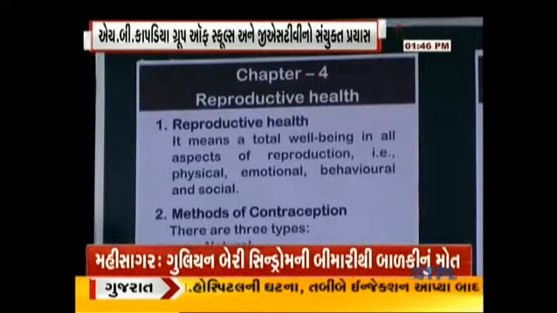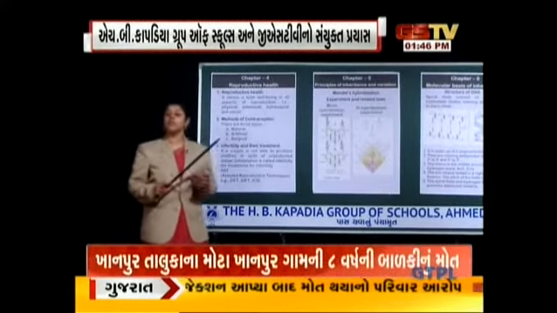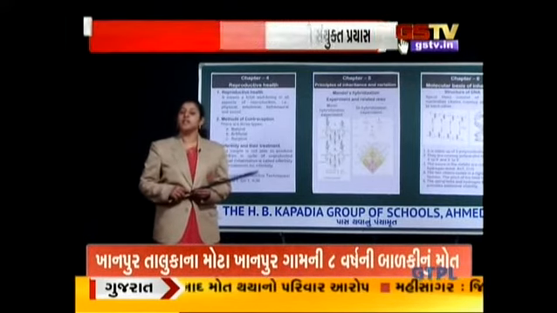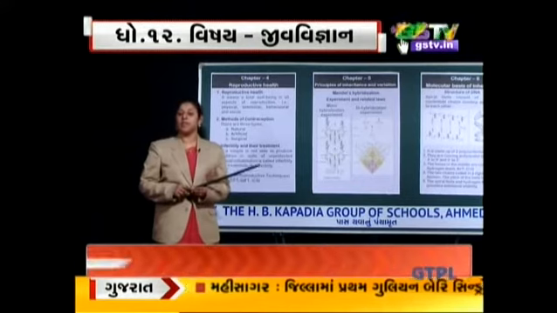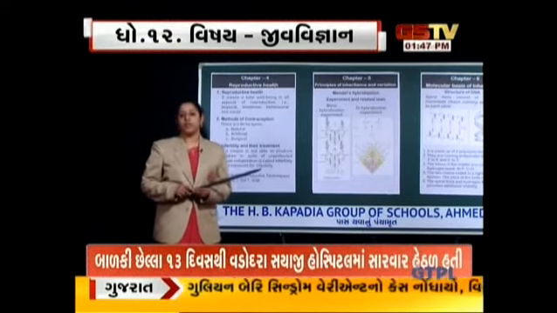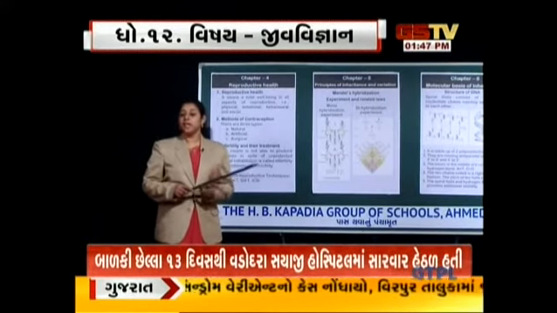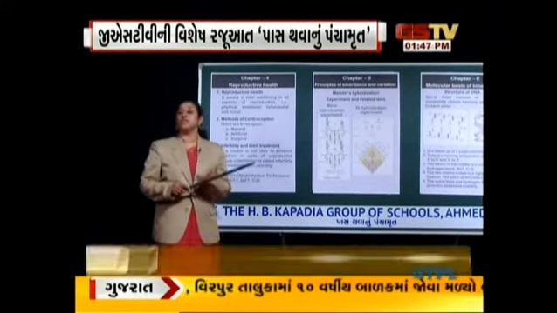First one, what is reproductive health? Reproductive health means it is not only the health of the reproductive organ, it is the complete well-being of an individual in all the aspects. That means physical, emotional and social well-being of an individual. It is saying that if a society is reproductively healthy, then the future is said to be safe.